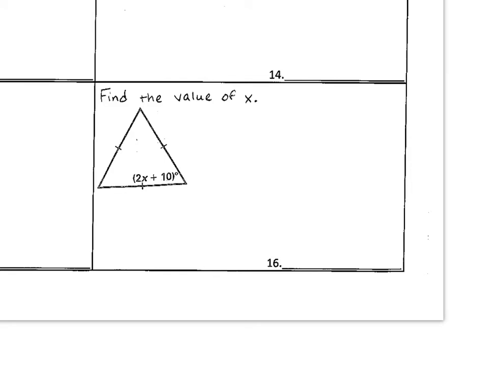And in 16, again, it's the same thing. You got three sides that are equal, so three angles would be equal. Alright, so if this angle here is 2x plus 10, what would this angle here have to be? Or this one, really. Just set two of them up equal to each other, solve for x.